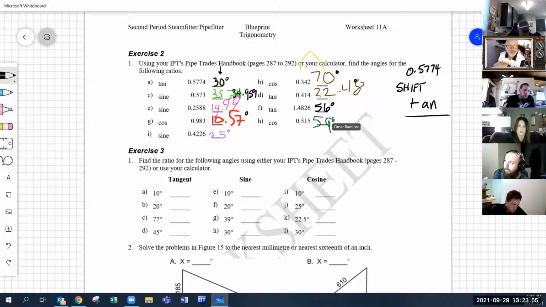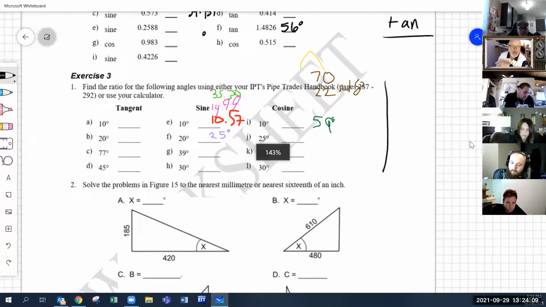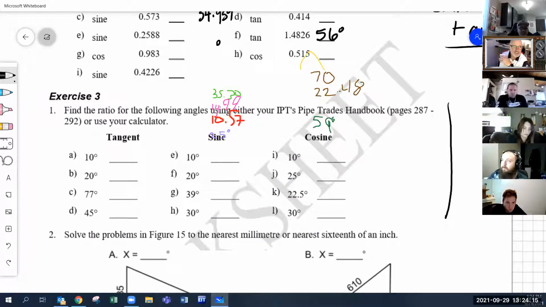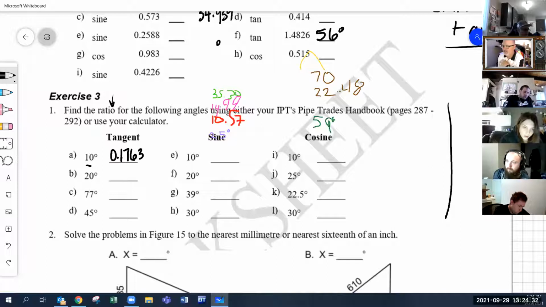They're all degrees, yes? They're all degrees of an angle. That's what these are. Now, I want you to either use your calculator or the IPT book, and go into the next one, exercise 3. Find the ratio number for these. So 10, 10. So all you have to do is hit 10, tan. And the ratio comes out for this one something like that. And that's the ratio of that angle.